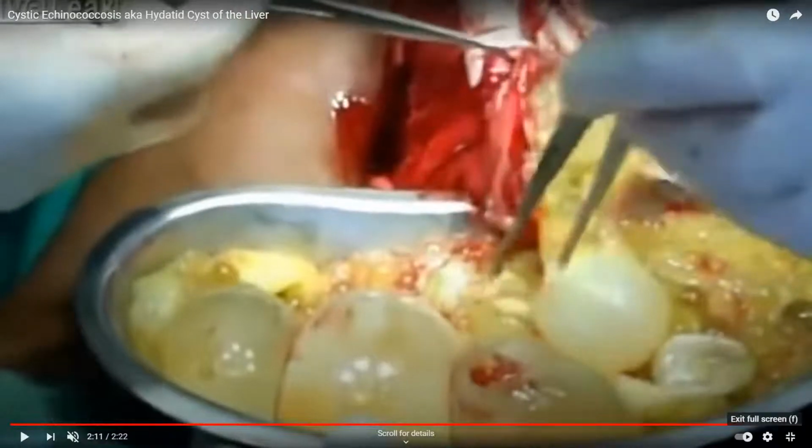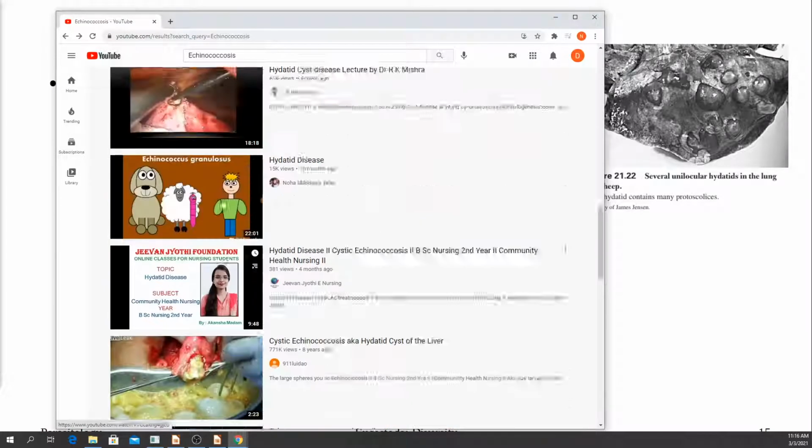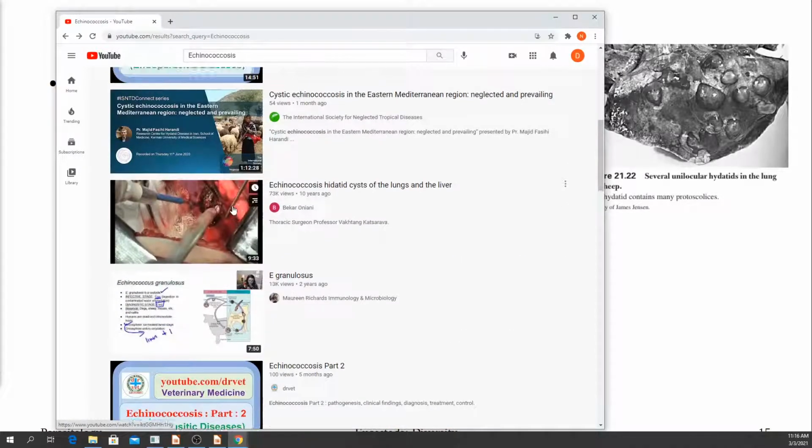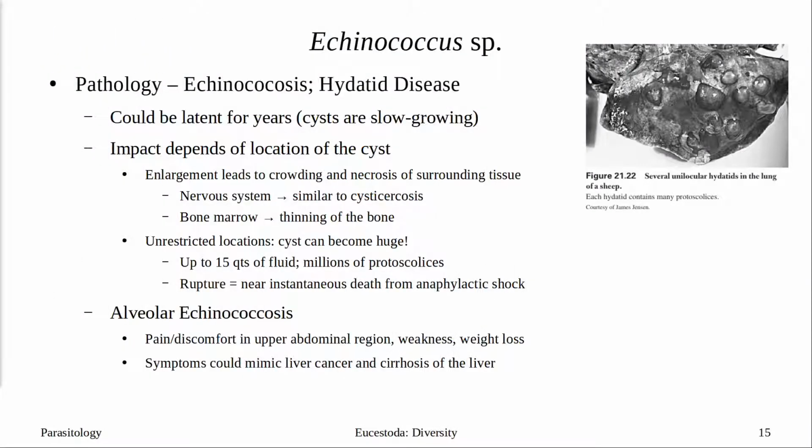So, pretty nasty. And that's it. I know one of the front, they had it. This one. So, I mean, those are all individual cysts. Now, in the human host, those probably don't have protoscolices. A lot of the ones that pinch off don't. So, Echinococcus. Any questions?